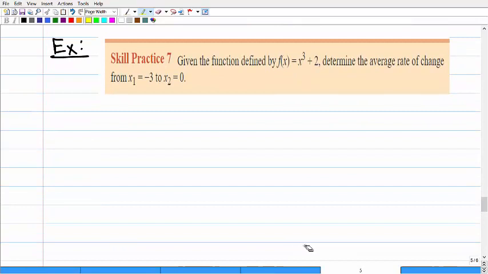Given the function defined by y equals x cubed plus 2, determine the average rate of change from x1 equals negative 3 to x2 equals 0. You want to find the average rate of change between 2 points. Do they give you the 2 points? They give you the x values of the 2 points. Could you go find the y values? Plugging in negative 3 for x. Okay, so first thing you need to do is go find the points.